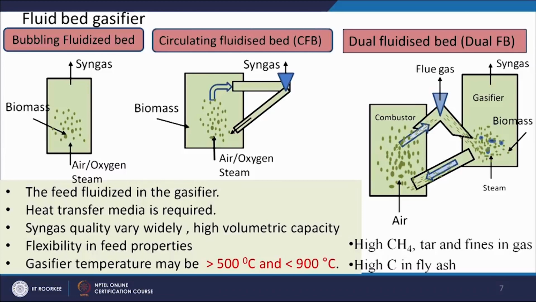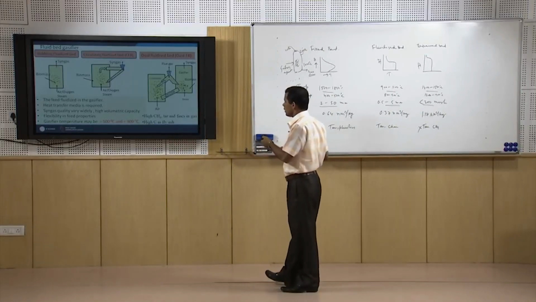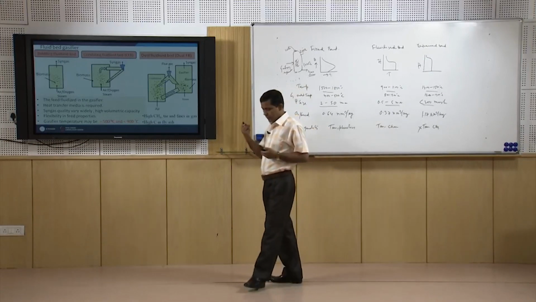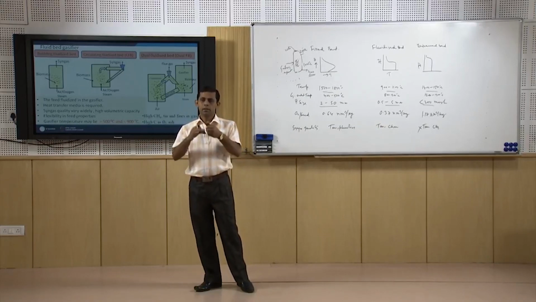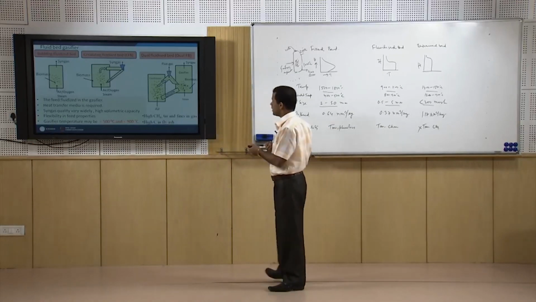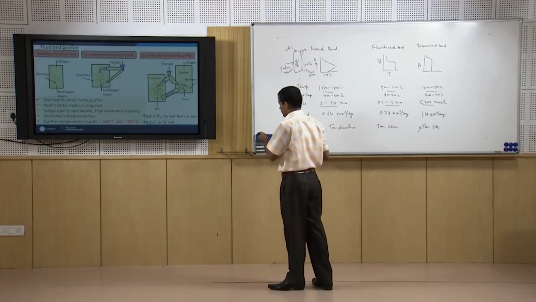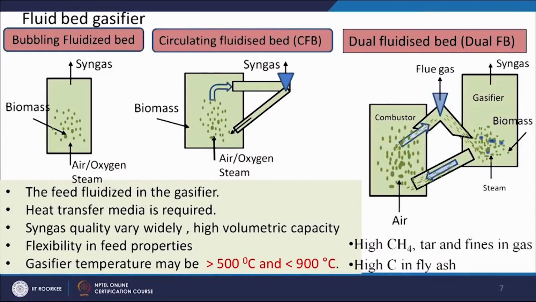Here some heating media is required; sand media is used for the transfer of heat. This system has the advantage that it can produce a larger amount of syngas and handle a larger volume of gasification media, but it has the disadvantage that the quality of syngas is not that good. It has more CH4 or methane and some tar, and also high carbon or char particles in the syngas.